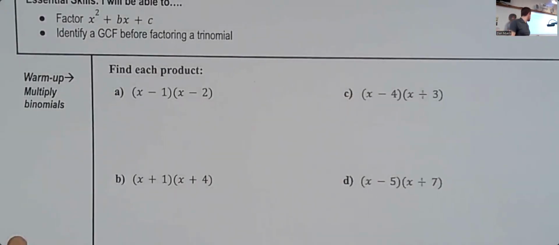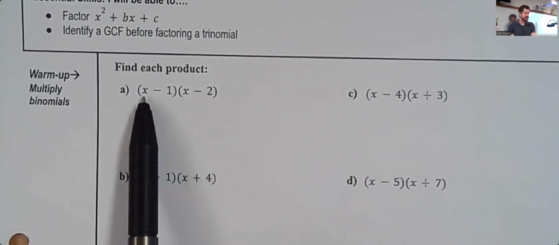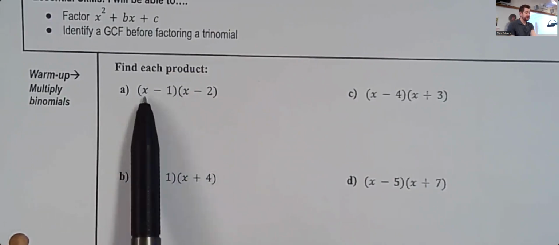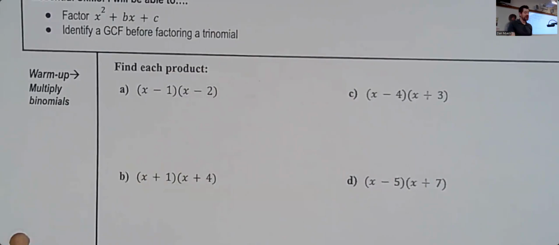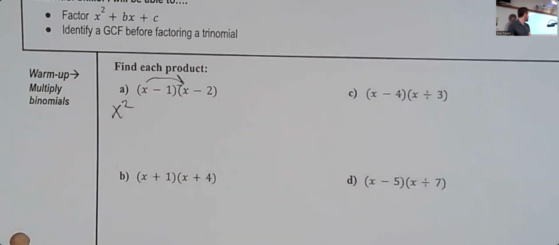If you remember back to algebra 1, when you multiply binomials, by the way, a binomial is just two terms together. So x minus 1, x negative 1. Those are two terms. Binomial here, another binomial here. And we're going to multiply the first terms together first. So first times first would be x times x, which is x squared.